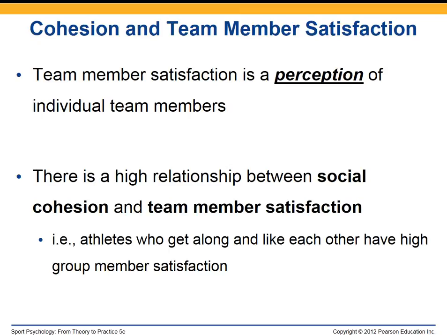What does cohesion have to do with team member satisfaction? Typically, team member satisfaction is a perception, again, of individual team members. Remember, this is not the coach's perception, this is the team members. There is a high relationship between social cohesion, remember being supportive of each other's goals, and team member satisfaction. So, for example, athletes who get along and like each other typically are really happy to be a part of that group and they like the team that they're participating on.